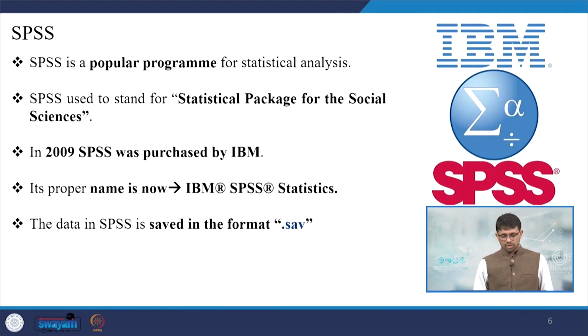Here we will start with explaining SPSS, a popular program for statistical analysis. SPSS stands for Statistical Package for Social Sciences, and hence it is called SPSS. In 2009, SPSS was purchased by IBM. Its proper name is now IBM SPSS Statistics. The data in SPSS is saved in the format called .sav.